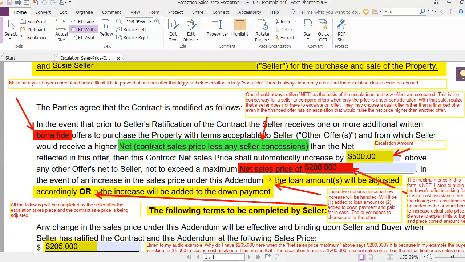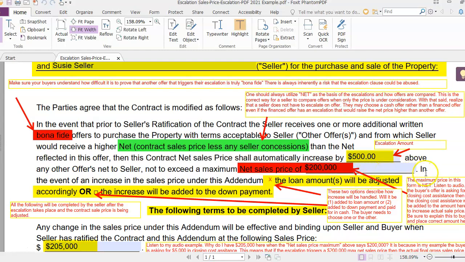So please, please, please pay attention before you end up with a higher sale price than what you thought the buyer was going to get. Notice I even have an arrow here. The maximum price in this form is net. Listen to the audio. The buyer's offer is asking for closing cost assistance, and the closing cost assistance will be added to the amount here to increase the actual sale price. Be sure to explain this to the buyer and place the correct amount in here. So if your buyer wanted to end up the most on the actual sale price of 200,000, and they were asking for 5,000 in closing costs, then you would need to put a net sale price of 195 in here as a maximum that your buyer would be willing to go to, especially if they had to have the closing cost assistance.